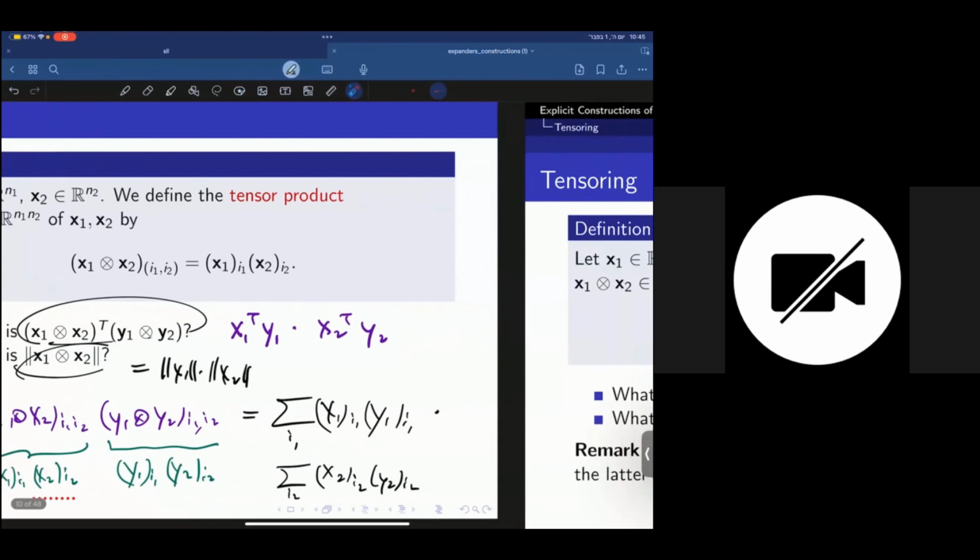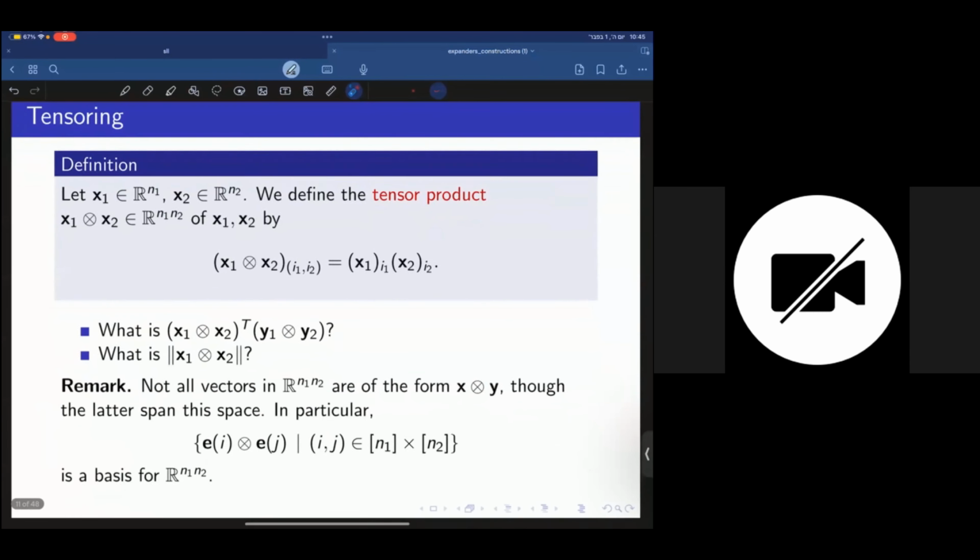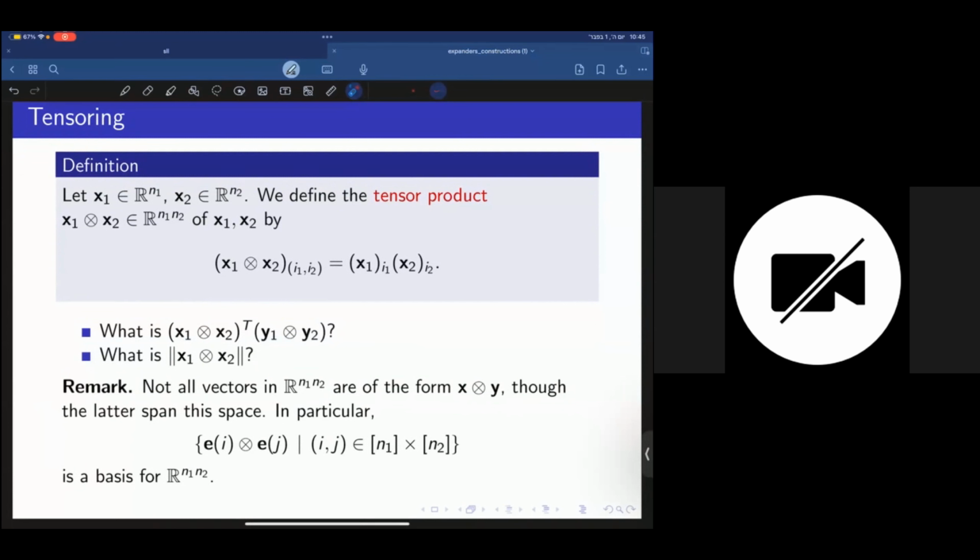And in fact, this will come afterward, but let me just say it because I think it's a source of confusion. Not all vectors in n1 times n2 dimensions are tensor products. That just doesn't work this way. You can easily cook up a vector like that. We'll actually work with those.